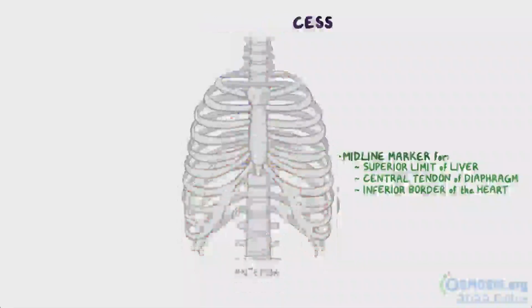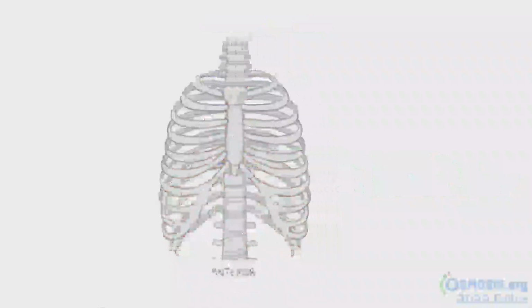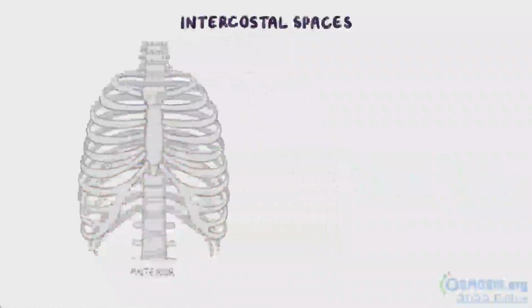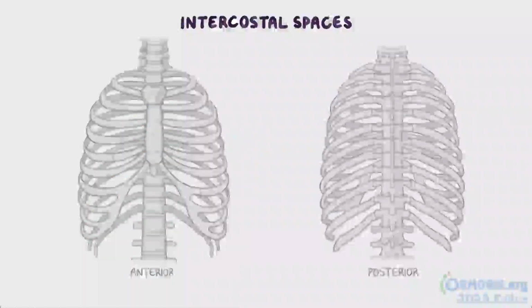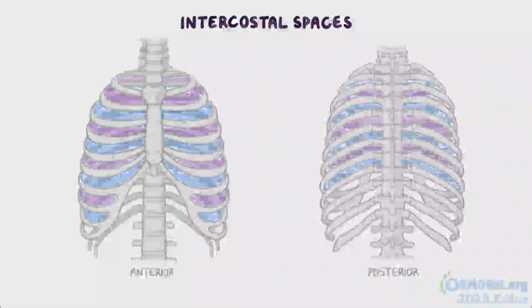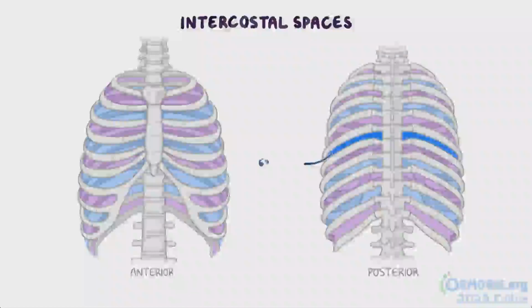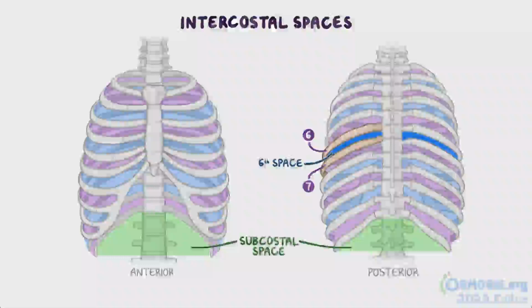Now let's look at the big picture. So there are 11 intercostal spaces that separate the ribs and their costal cartilages from one another. The name of each intercostal space is according to the rib that forms the superior border of the space. For example, the sixth intercostal space is between ribs 6 and 7. The space below the 12th rib doesn't lie between any ribs, so it's called the subcostal space.